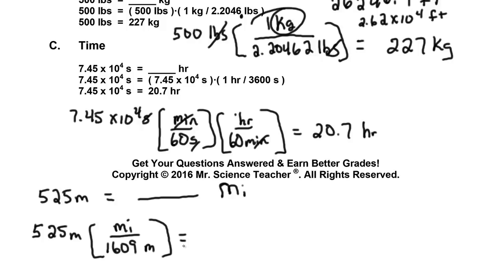So how many miles is 525 meters? You take 525 and divide by 1609. And you get 0.33 roughly. So we'll just say approximately 0.3. And so it's roughly a third of a mile. Okay, good. Now what I'd like to do is the same problem.